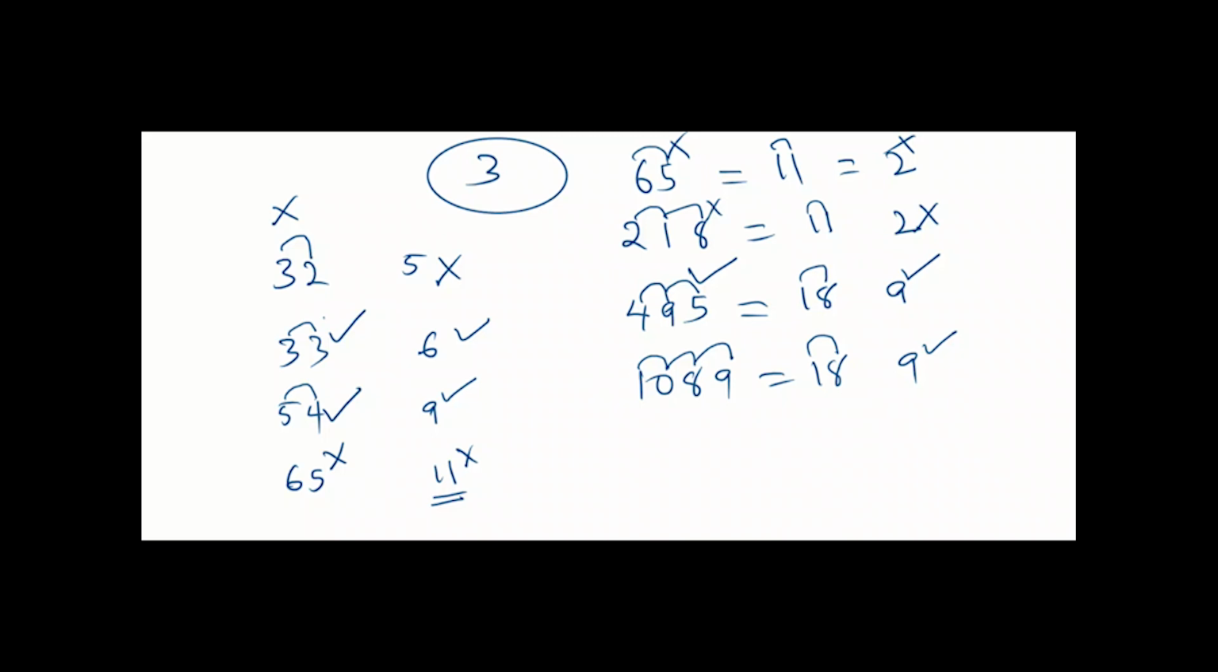So let's go to the rule of divisibility of 4. A number will be divisible by 4 if the last 2 digits are divisible by 4. Okay, let's look into this now.